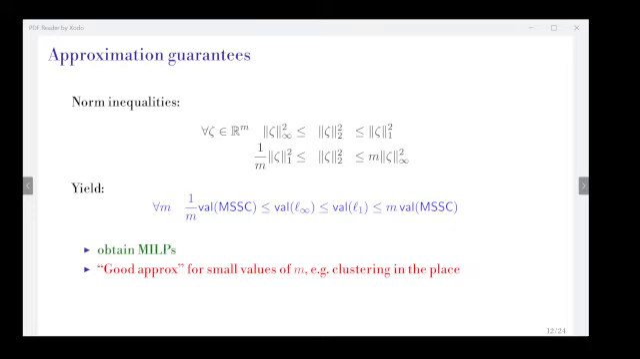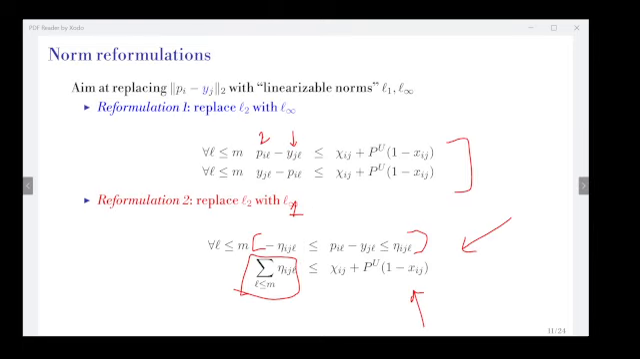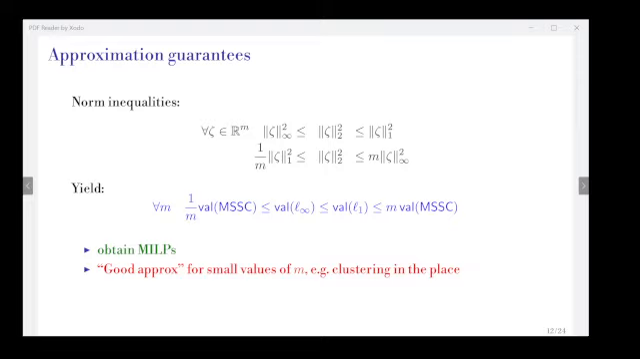And because we know that there are norm inequalities that everybody knows about, we can quickly derive some approximation guarantees on the values of the optima of the MILPs that these replacements afford. Unfortunately, these approximation guarantees are not very good. You can see 1 over m and m in the extreme terms, which means that they are only useful where m is small. So, for example, in the plane.